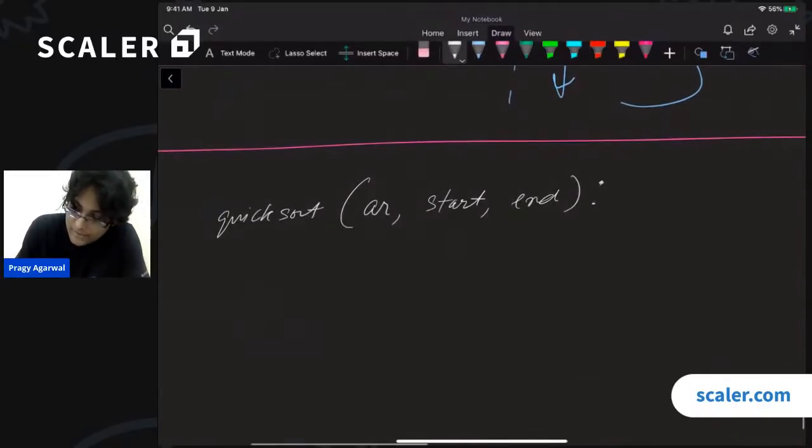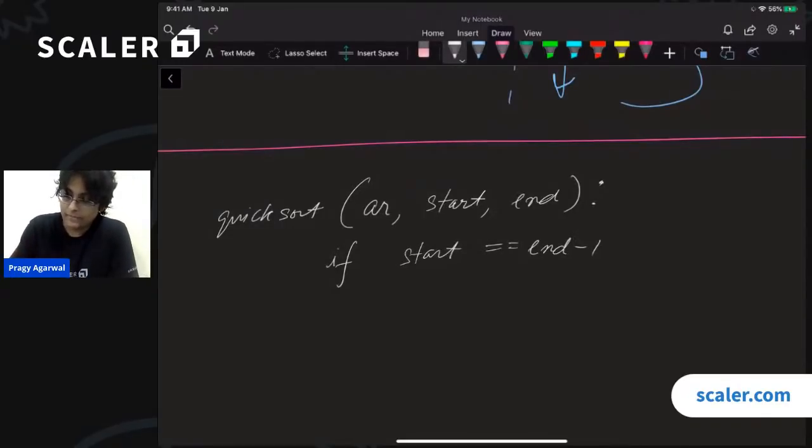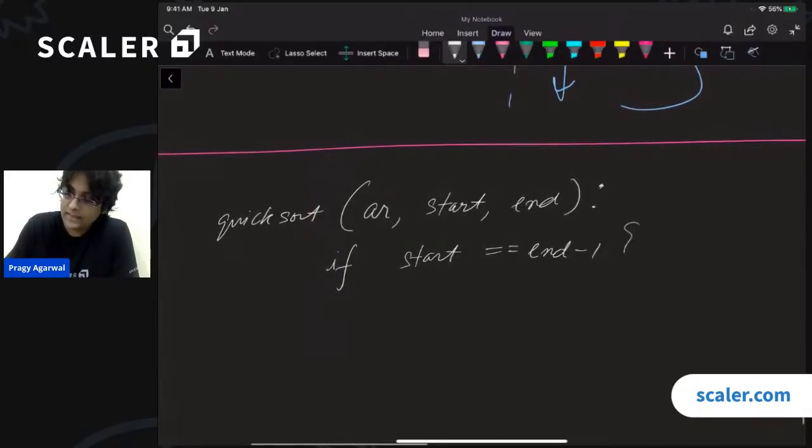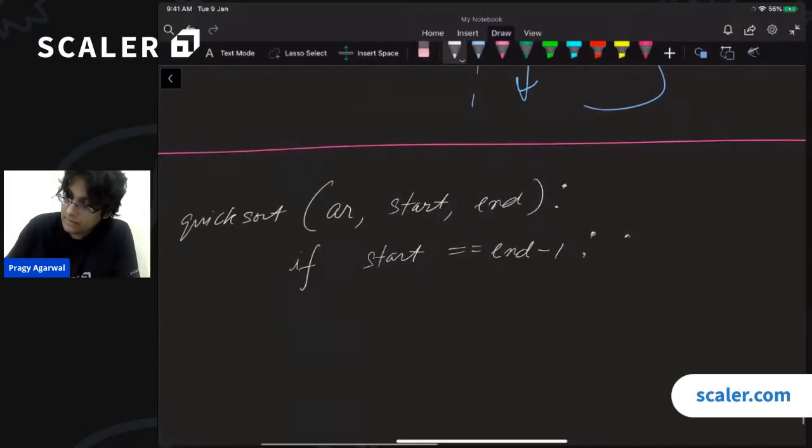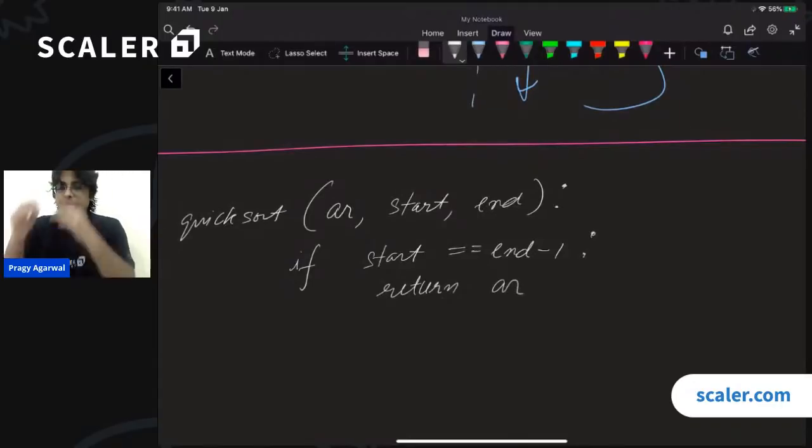Then what you will say is you will check first of all if start is equal to n minus 1. That means that there is just one element. In this case, I will just return the array. Let me keep it at Python syntax. In this particular case, I will just return the array itself.